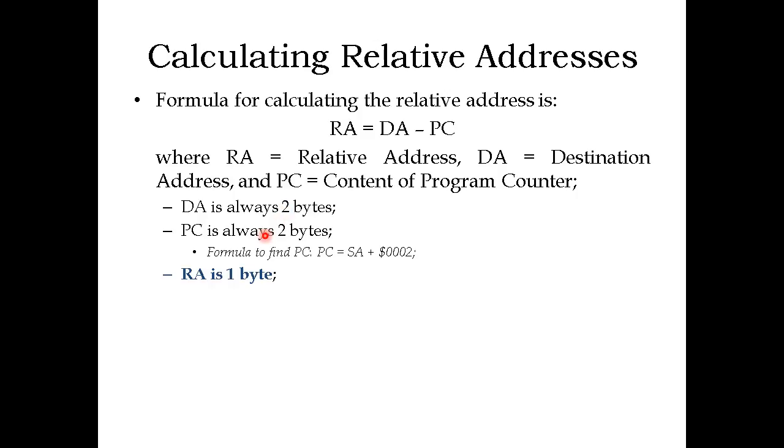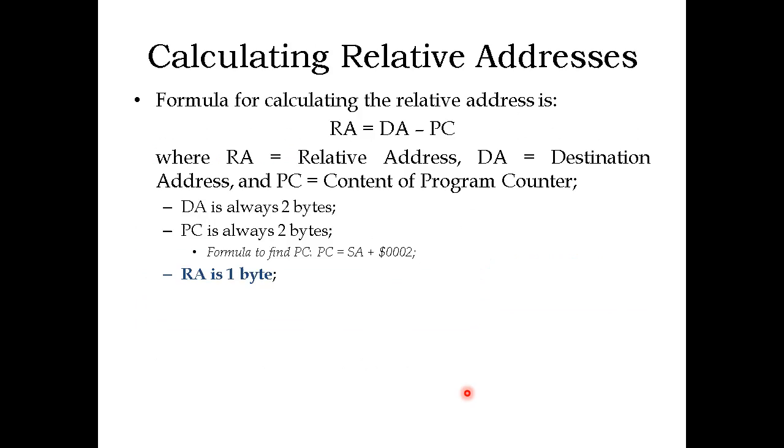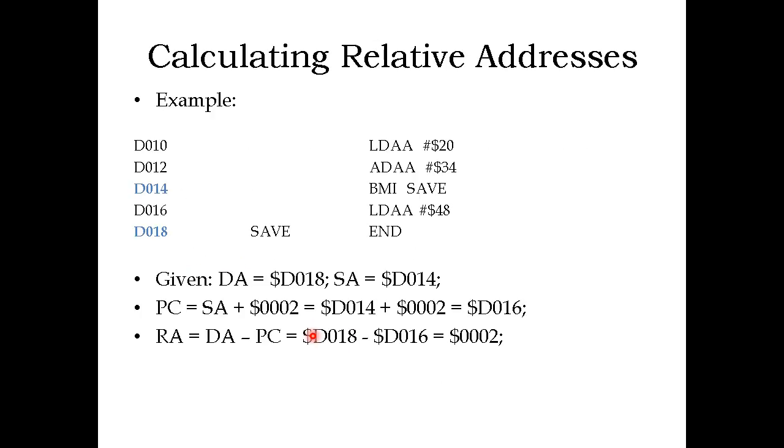But to find the PC is also easy because to find the PC, we use a very small formula, which is source address plus 0002. It will be always 0002. Okay? We know the source address, right? If I go back, we already know the source address. We know the destination address, which is pretty straight now. Okay? Now remember, before we start the calculation, relative address is always 1 byte because this is not a real address. Let me show you how you calculate it from here.